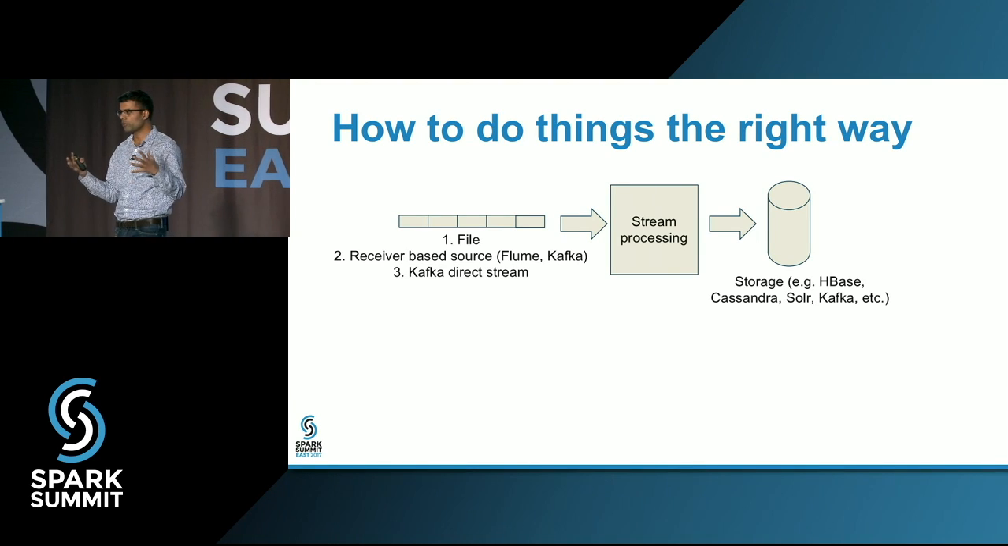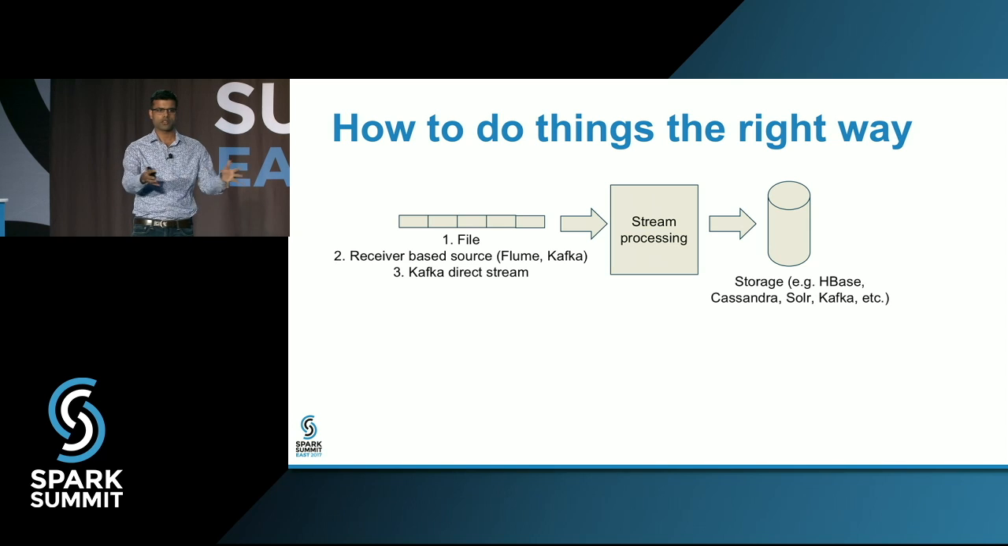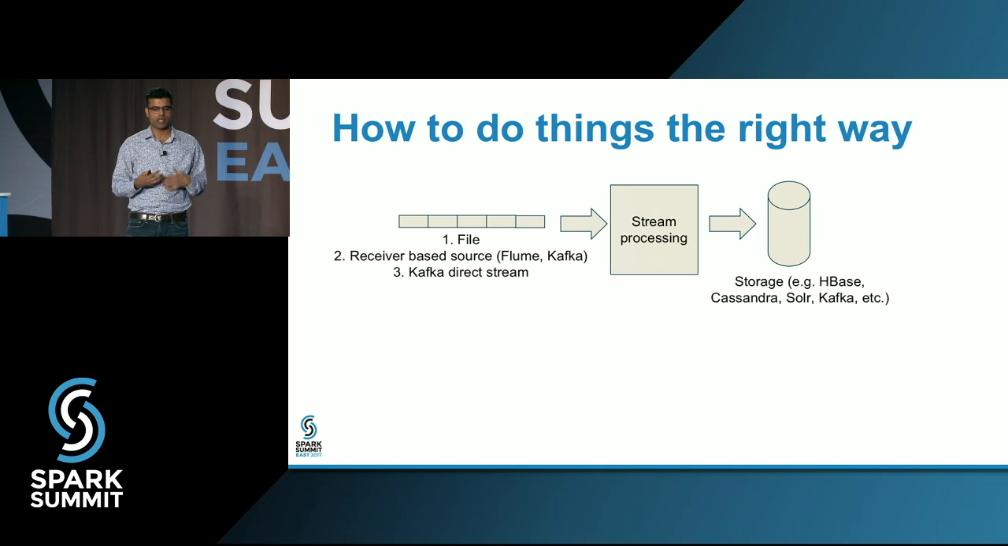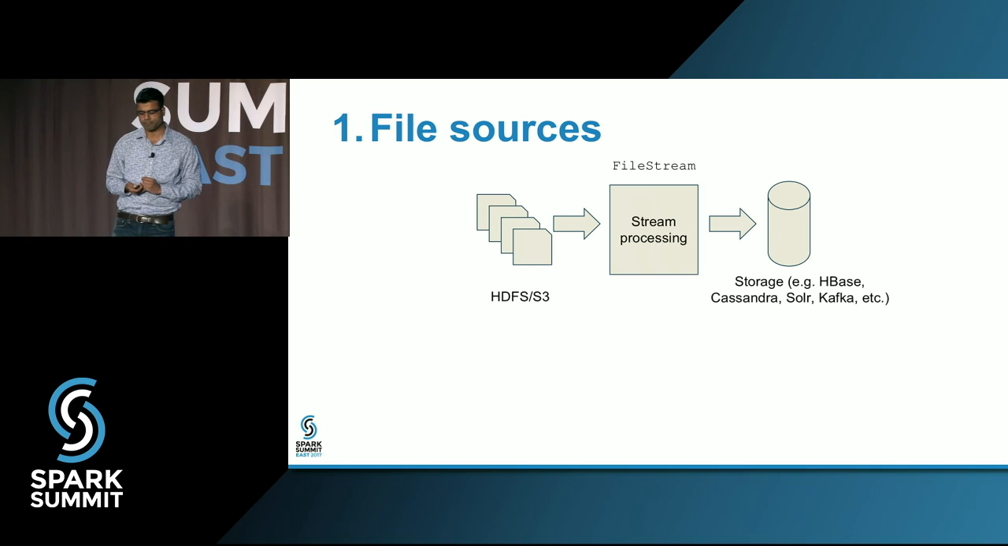When you're looking at a streaming job, there are 3 ways you can consume data. The first one is a file source. You have a bunch of files on S3 or HDFS, and you want to pick them up as they come and do something with them. The second one is a receiver-based source. So you've got something like Flume or Kafka, for example. You've got a receiver process that reads this data and then does something with it. And the third one is a distributed direct Kafka connector that Cody wrote. He just walked in.